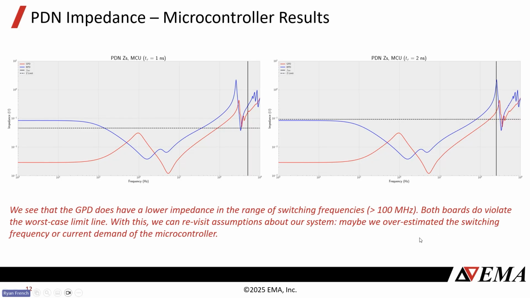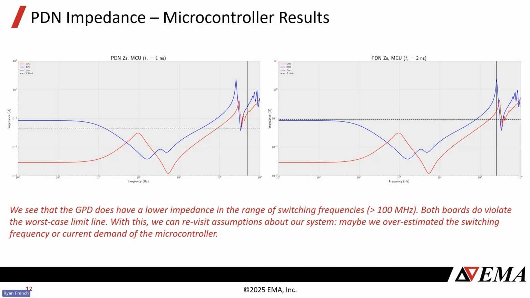When you get results like this, you have to go back and challenge your initial assumptions. Maybe all of my pins aren't switching at once. Maybe I can just assume half of them are switching at once, which is going to raise my impedance limit. Maybe my bandwidth frequency really is a bit lower than what we expected. So these are just some things to keep in mind when you're looking at results like this.